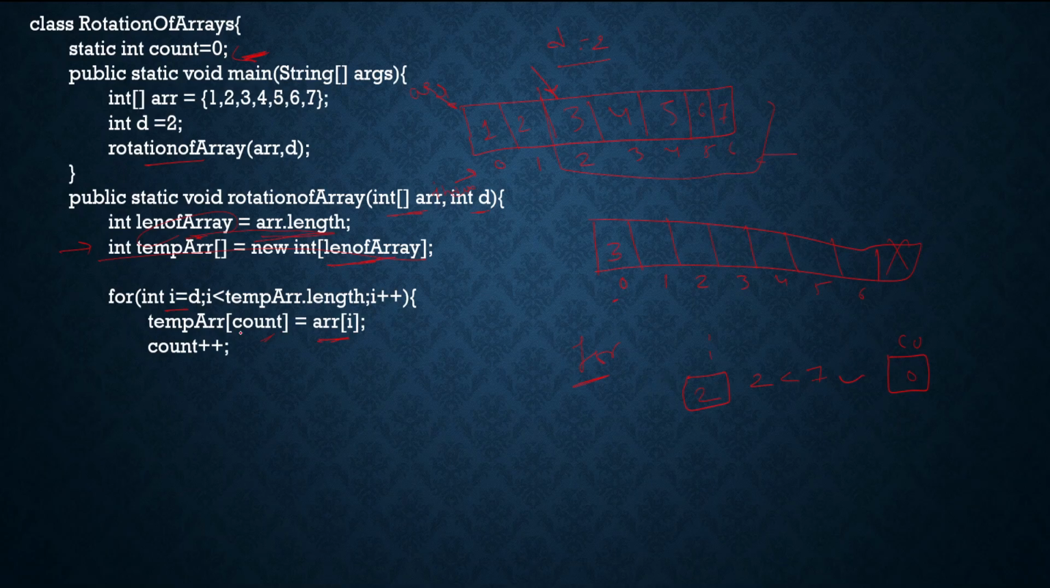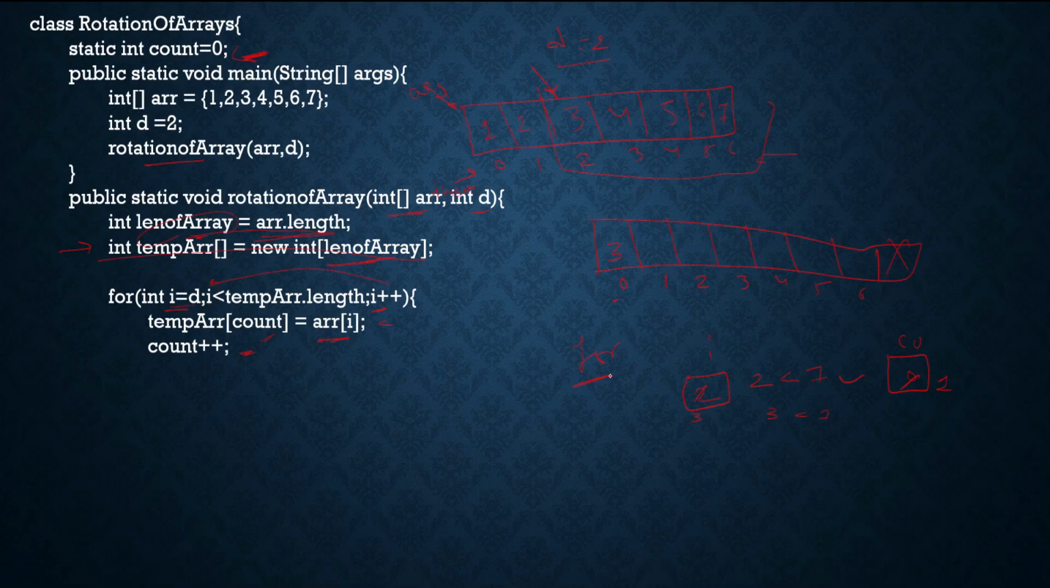And then, post completing this operation, we will go to I plus plus. I plus plus means 3. Then 3 is less than 7. By completing this, we will again come to this.